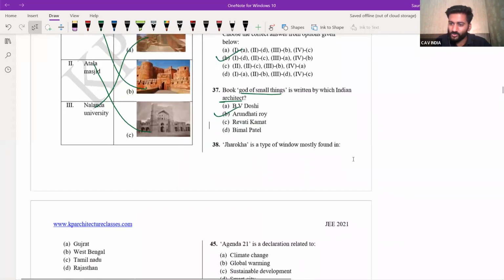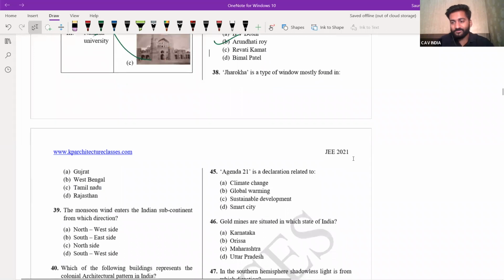This part can actually go in the general knowledge part, but it can also get into the part of looking at the work of architects. Then we have some questions related to the specific architecture of location wise. In this one, a building element is given, a jharokha, and it is a type of window mostly found in. Can anyone answer me? Jharokha is a type of building mostly found in.